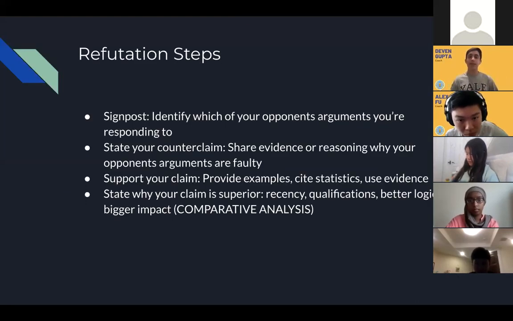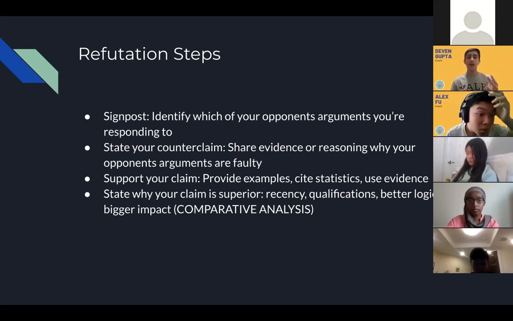Now, refutation steps. First, you want to signpost. You want to identify which of your opponent's arguments you're responding to. Signposting basically means you're saying which argument you're responding to. So you're saying, on their first contention, these are our responses. You're identifying where you are on their case, so the judge knows where you're responding, and it's easier for them to keep track of.